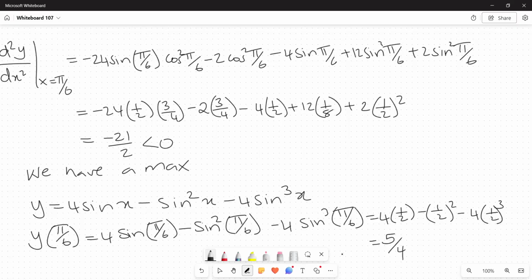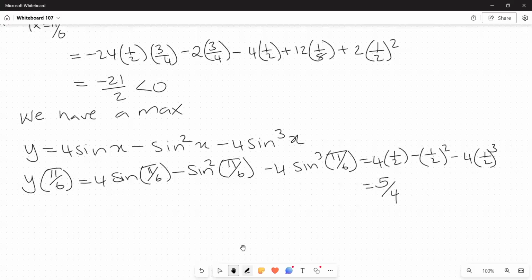Okay, so it said determine the value of y. The maximum value of y is 5 over 4.